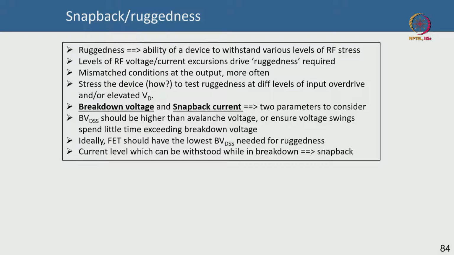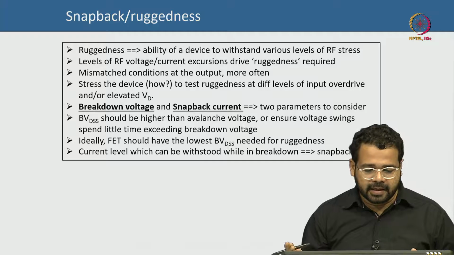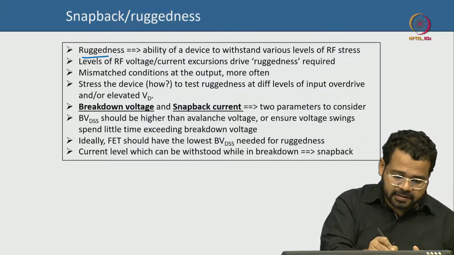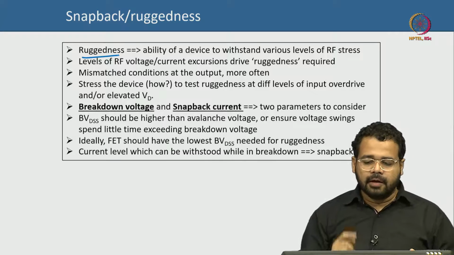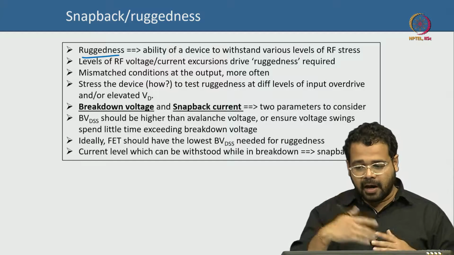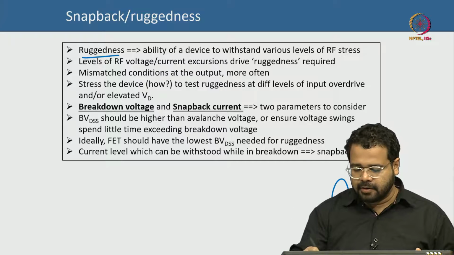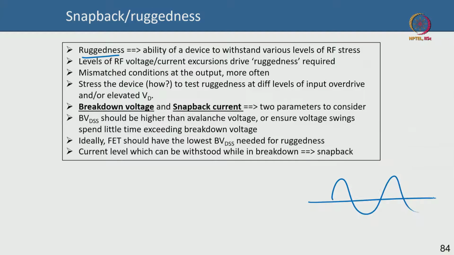Then another reliability concern will come, there's snapback, there's ruggedness. First, ruggedness. What is ruggedness? Ruggedness is a very unique thing. It's the ability of a device to withstand RF excursion. So you have RF swing, right? So different levels of mismatches.